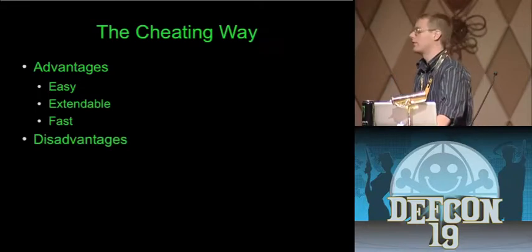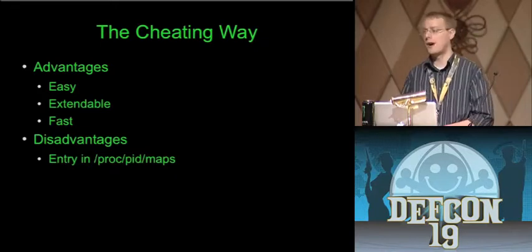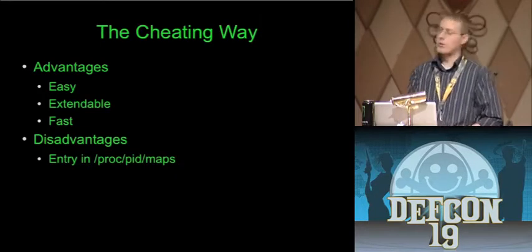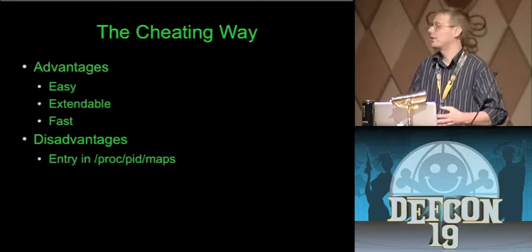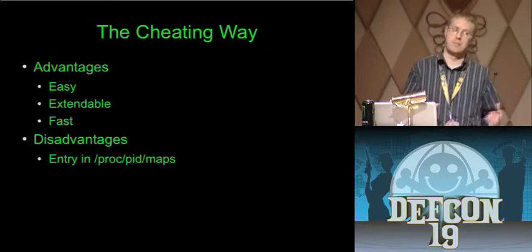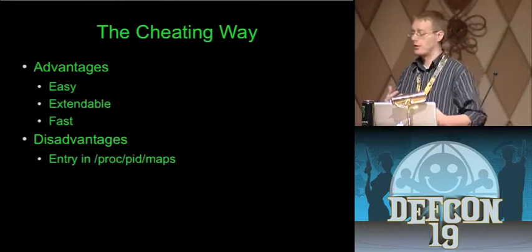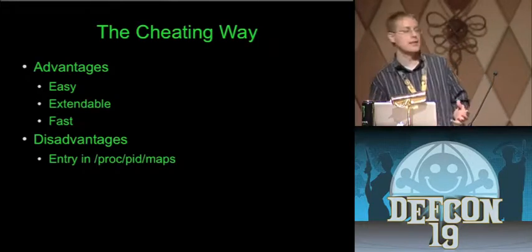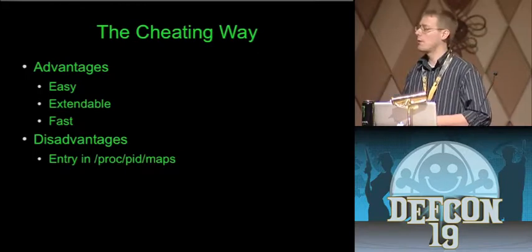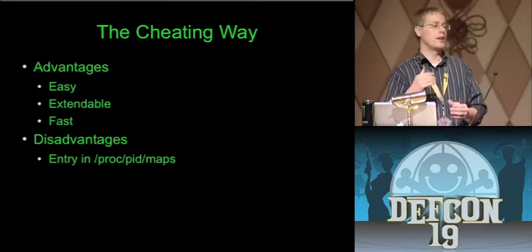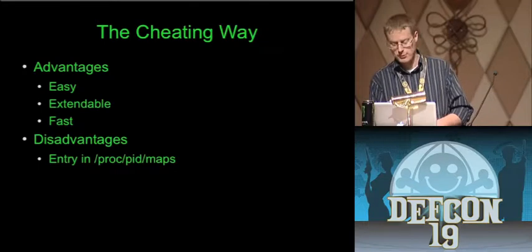There are some disadvantages, though. When you do this technique, you're going to have an entry in the maps file in /proc/pid/maps. And so when a system administrator thinks that Apache is acting weird, and he's like, it's been pwned, one of the things that he'll do for forensic purposes is he'll look in /proc/pid/maps for anything that might be evil or malicious. And he'll see, because you use dlopen, that your malicious shared object was loaded.